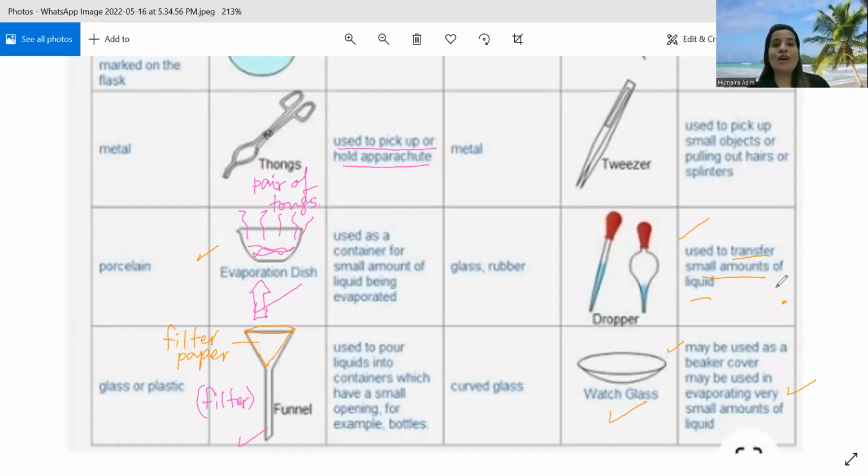We may also have some other apparatus, like we were talking about. For example, here in the list we do not have a gas syringe, isn't it? A gas syringe is used to collect gas. Let me take you to the screen so I can tell you about it.